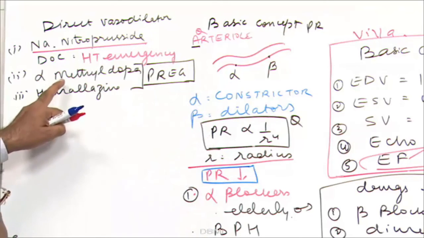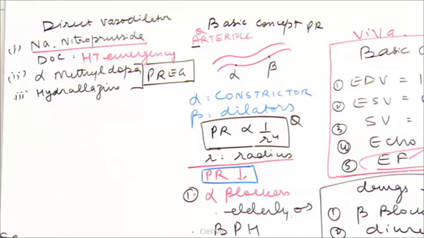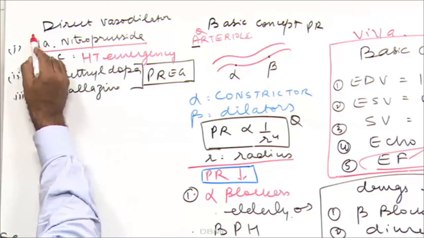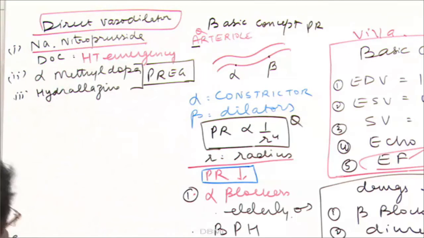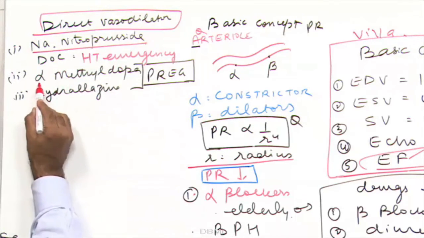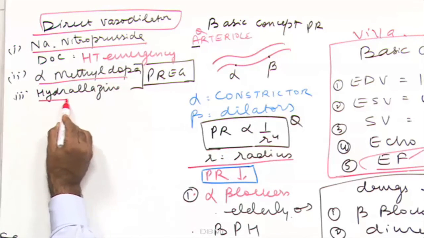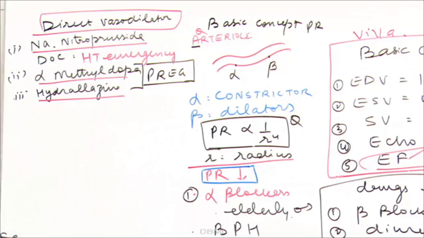And this question came in this year's AIIMS exam also, and in this year's PGI exam also. Drug of choice in pregnancy is alpha methyl dopa. So friends, this was what we talked about, direct vasodilators. We got three drugs: one is sodium nitroprusside, another is alpha methyl dopa, and the third is hydralazine.